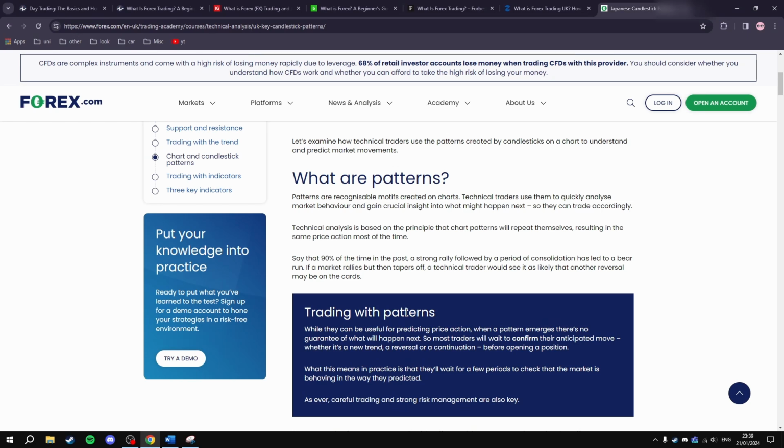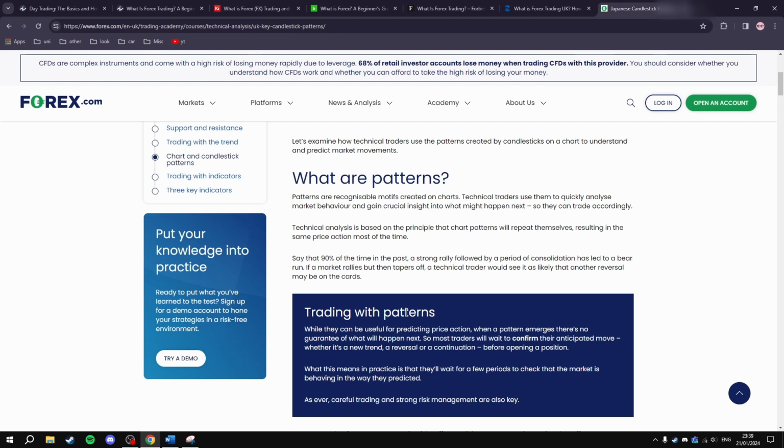Technical analysis is based on the principle that chart patterns will repeat themselves, resulting in the same price action most of the time. But it won't happen all the time, so you've just got to be careful of that. Basically, say that 90% of the time in the past, a strong rally followed by a period of consolidation has led to a bear run. If a market rallies but then tapers off, a technical trader will see it as likely that another reversal may be on the cards.